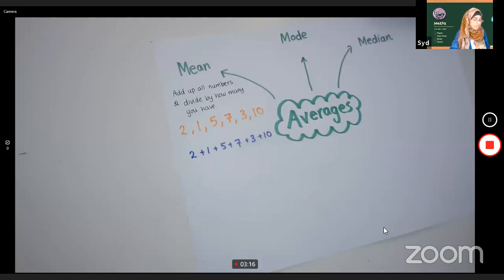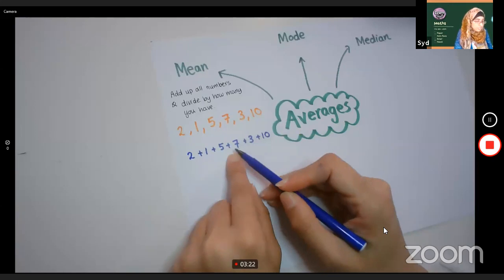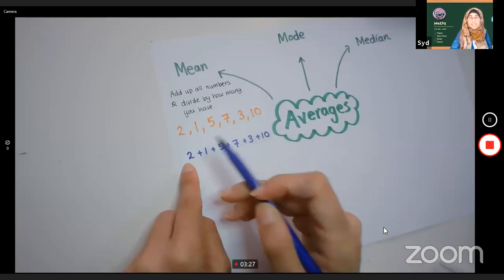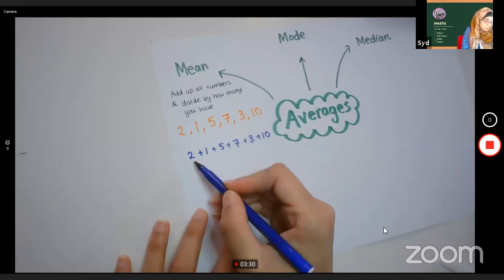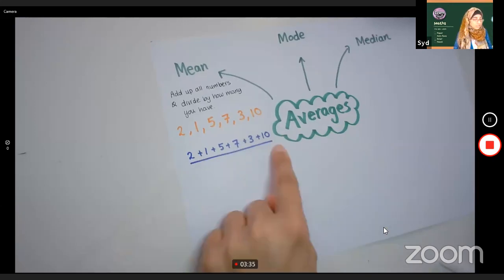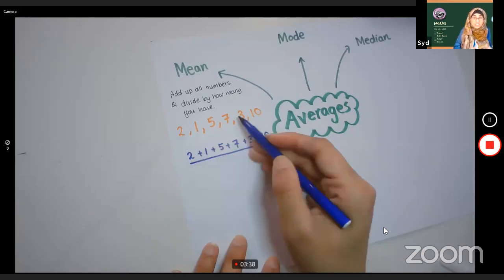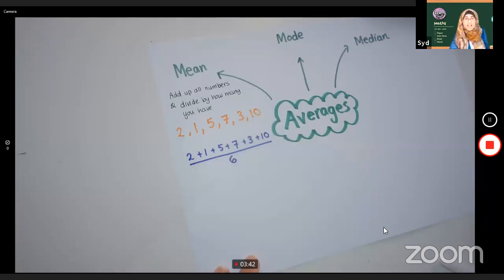So let's do that first. We've got 10, 7 and 3 gives us 10 as well. So we've got 20 so far, 25, 26, 27, 28. Okay, so you've got 28. So we're going to add them all up together, and then I'm going to do the division sign. We're going to divide by 1, 2, 3, 4, 5, 6, because we've got 6 numbers. So you add up all of them together and then you divide by 6.